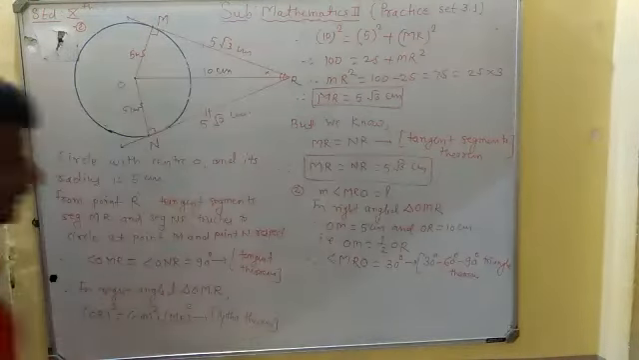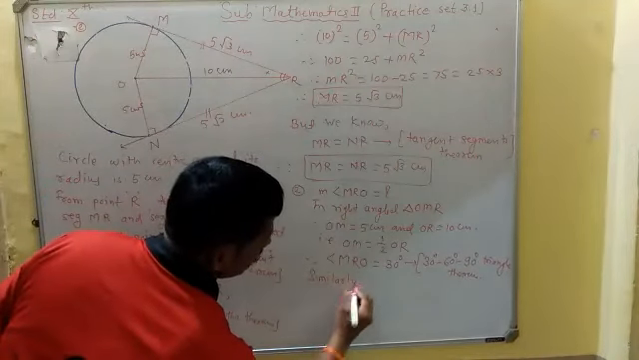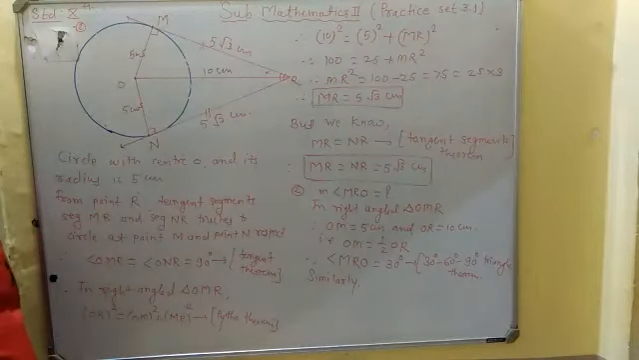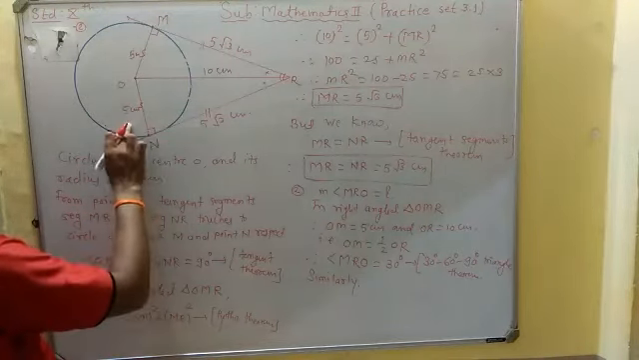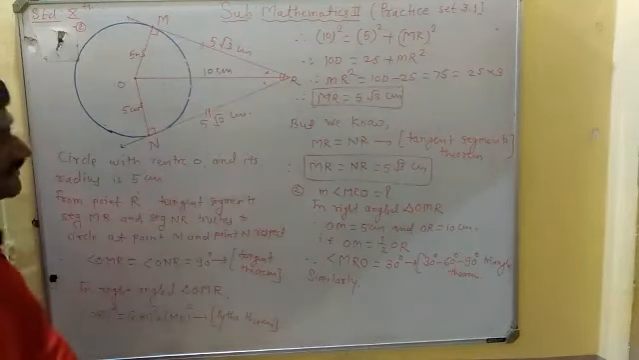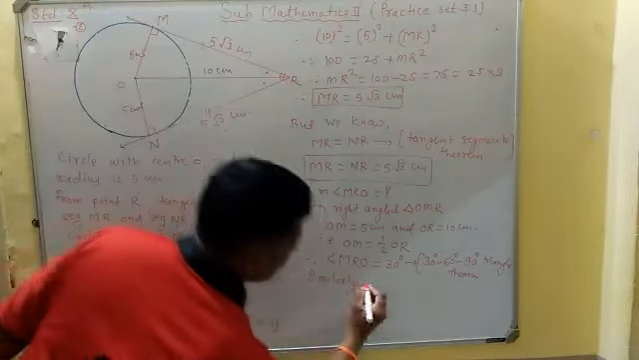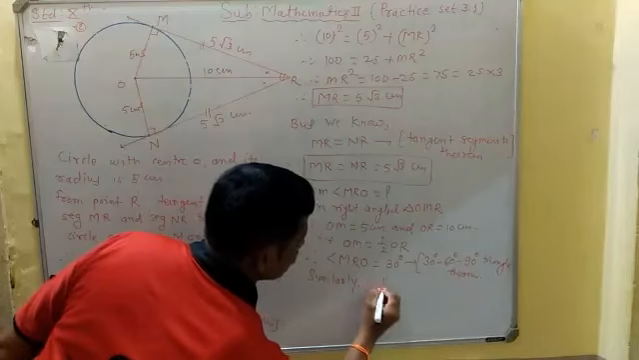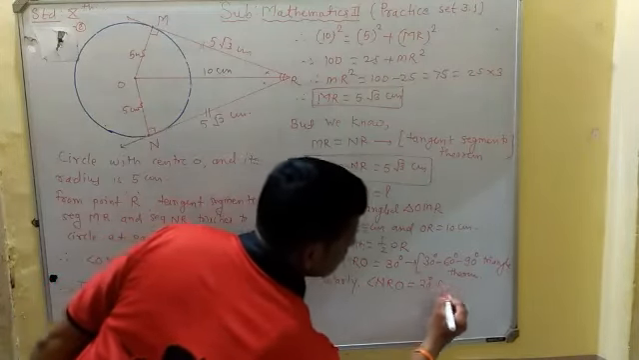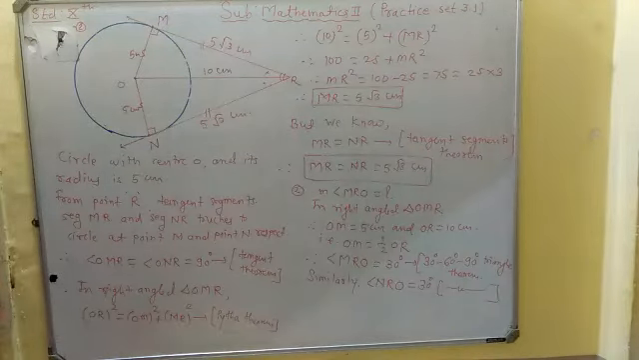Okay, and similarly we find the angle ORM. In a right angle triangle, if one side is half of the hypotenuse, then the angle opposite to that side is 30 degree. That means similarly we can write here the measure of angle NRO is equal to 30 degree. Give the result once again: that is the 30 degree, 60 degree, 90 degree triangle theorem.